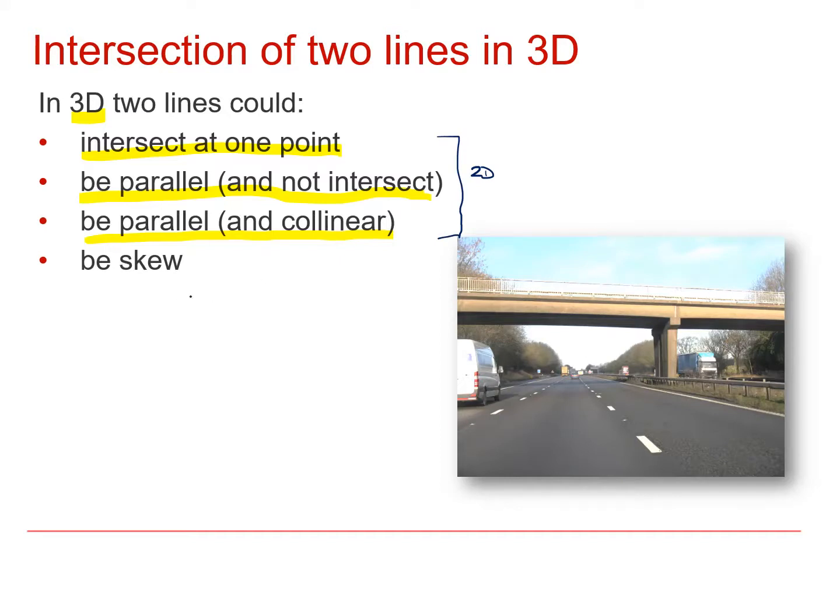But in 3D there is an additional possibility. They could be skew lines. And skew lines are not parallel, but don't intersect. And if you look at this picture here, the road at the bottom, the motorway down here, is not parallel to the road that's crossing it on this bridge. But traffic travelling along the motorway will not hit traffic on the bridge because the two lines do not intersect. And that's what we mean by skew lines.